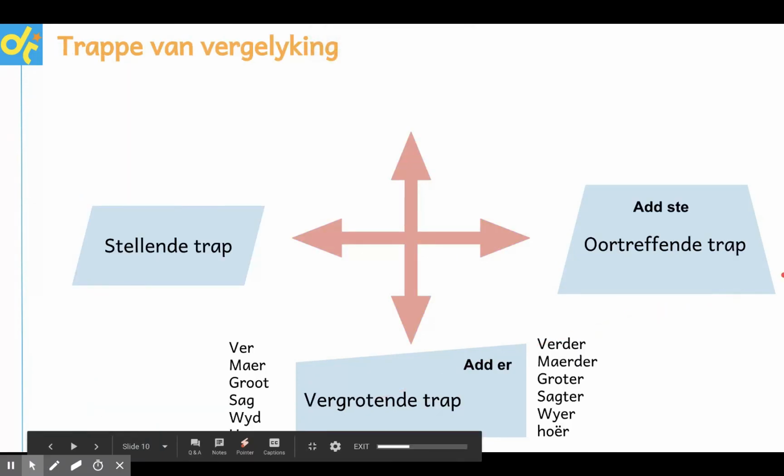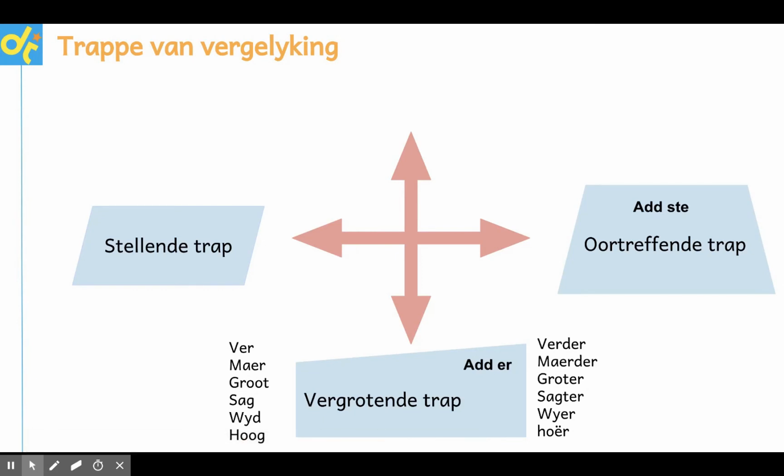Okay, if we have a look at trappe van vergelyking, degrees of comparison, we have the three different steps. The first step, stellende trap, which is your ver, maar, groot, sag, wyd, hoog, all your adjectives, byvoeglike naamwoorde, that are in the normal position, in the first position. Dit is ver van die skool. It is far from school.